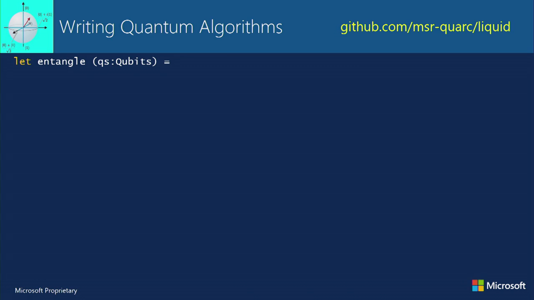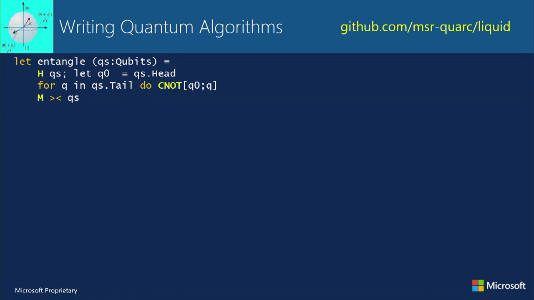We're going to call this one entangle. It takes a list of qubits. It's going to flip that first qubit down again, and then entangle it, C-NOT it, with everybody else in the list. So we're going to walk through the tail of the list and just C-NOT everybody together, and then we're going to map a measurement on all of them.